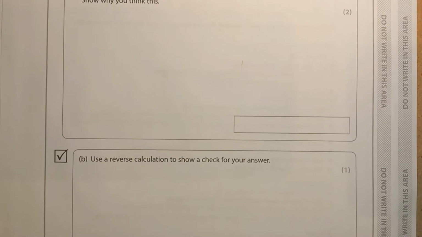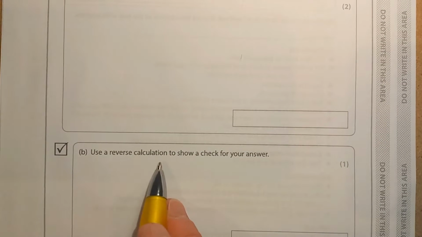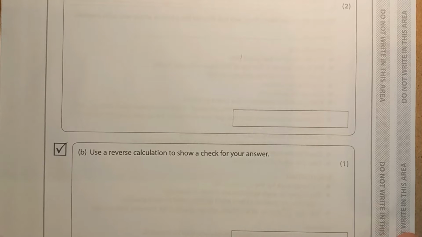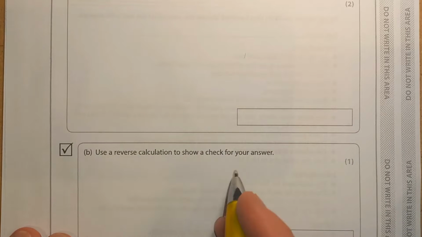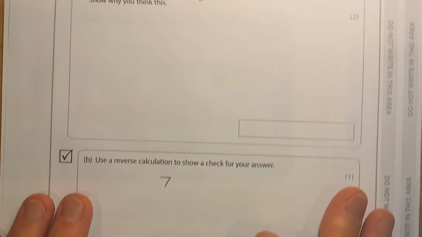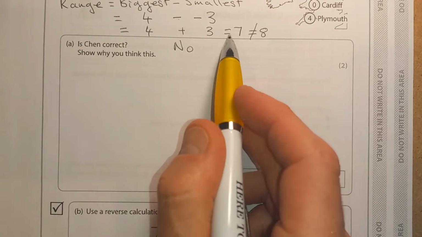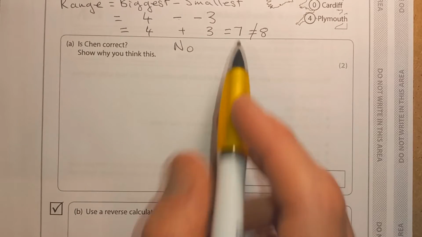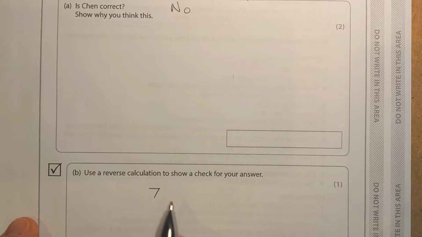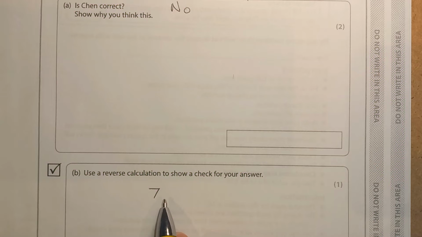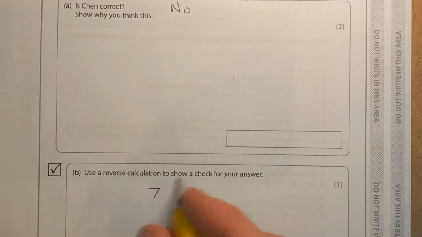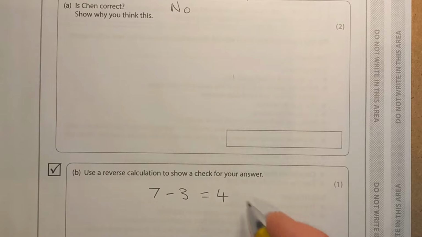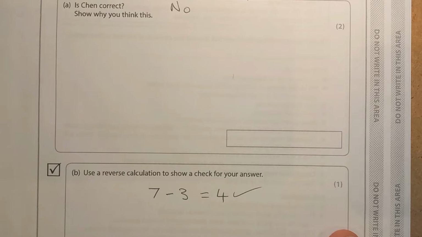And then we've got part B to this question, which is use a reverse calculation to show a check for your answer. Well, a reverse calculation means starting with the answer. And the answer in this case was the 7. If we bring this back down, you'll see this is what we calculated. We did 4 minus minus 3, or 4 plus 3, which gave us 7. So if we're doing it in reverse, we're saying 7, and we added on the 3 to the 4, so we want the opposite of that, which would be taking away the 3, which takes us back to the 4 that we started with, so that's fine as a check.